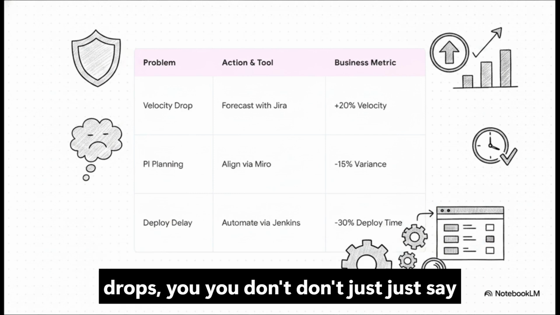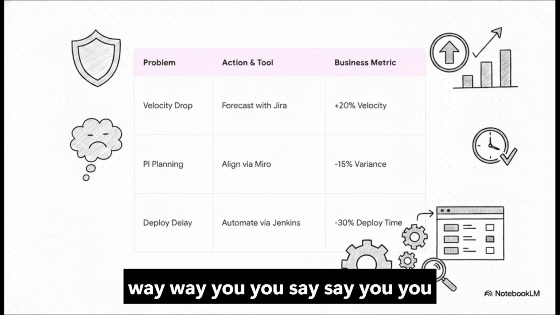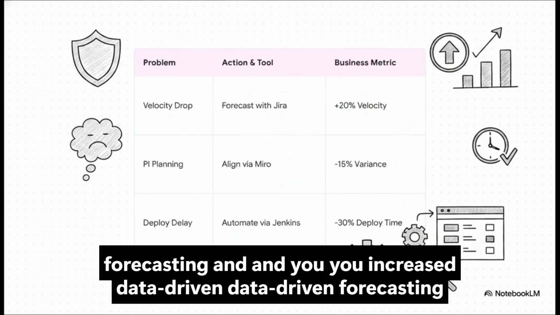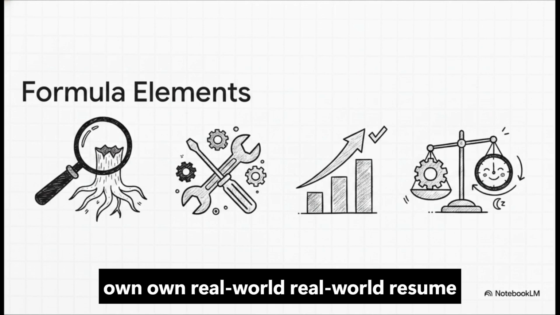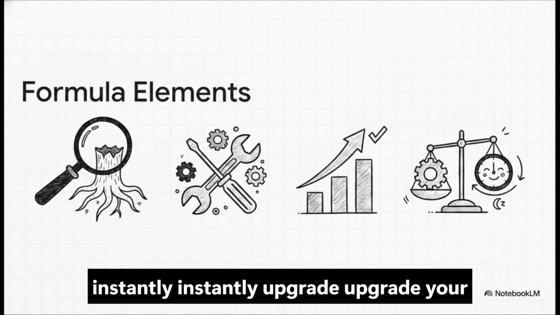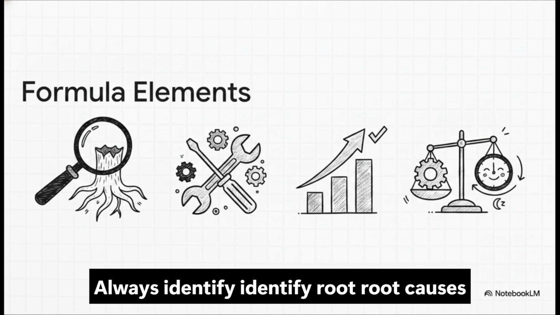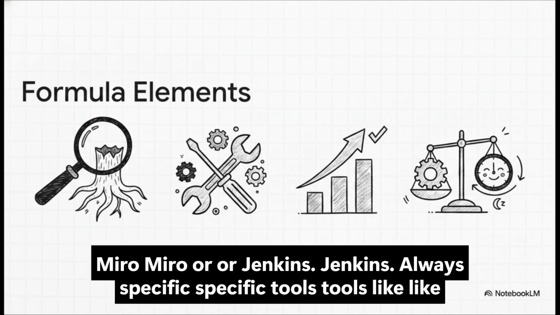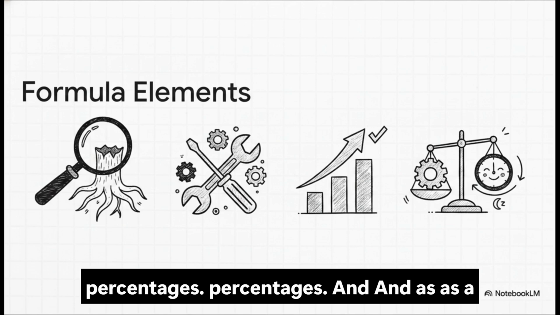If a team's velocity drops, you don't just say, oh, I fixed it. No way. You say you investigated without blame, you used Jira Agile boards for data-driven forecasting, and you increased velocity by 20%. By plugging your own real-world resume details into these placeholder tools and metrics, you instantly upgrade your answer from purely theoretical to battle-tested. Always identify root causes without blame. Always cite your specific tools like Miro or Jenkins. Always quantify your success with actual percentages.